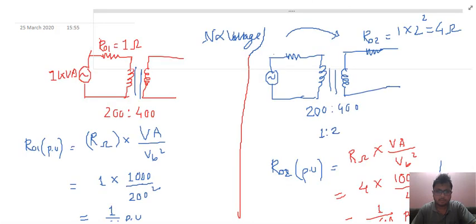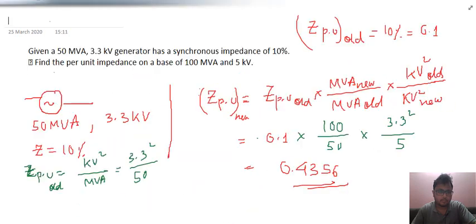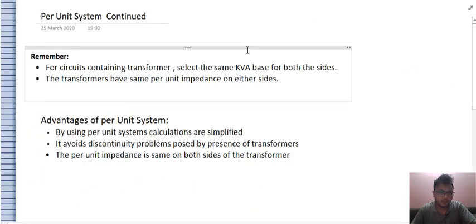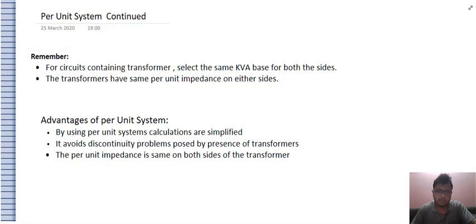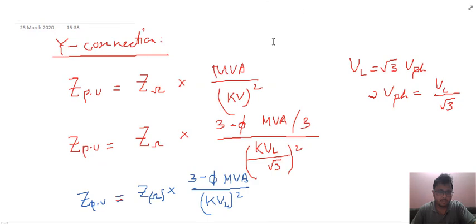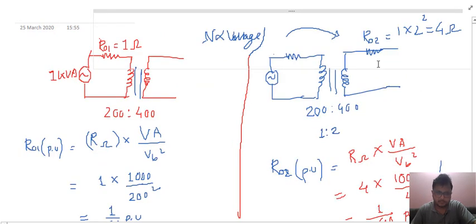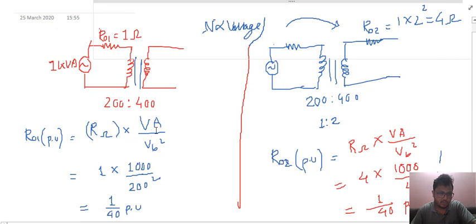Next, the transformers have the same per unit impedance on either side. As you can see, finally the answer on both sides, R01 and R02, have the same values. So this is a helpful feature of the per unit system. That means if we use the per unit system on both sides of the transformer, we get the same value. So we can work from either side.